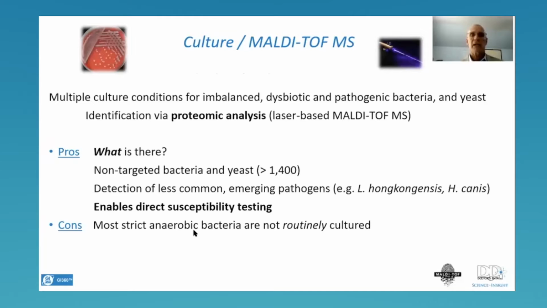And we then identify the microbes via proteomic analysis, that is the laser-based MALDI-TOF MS. So unlike PCR that asked, what is it there? The culture asked, what is there? We're throwing a broader net. And there we can identify the non-targeted, that is the non-PCR-based bacteria and yeast. And today, the reference library that we use with our proteomic analysis contains over 1,400 different genera and species of bacteria and yeast. And that allows us to detect the less common emerging pathogens.